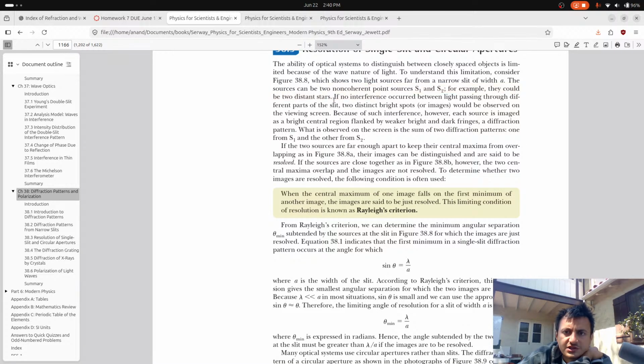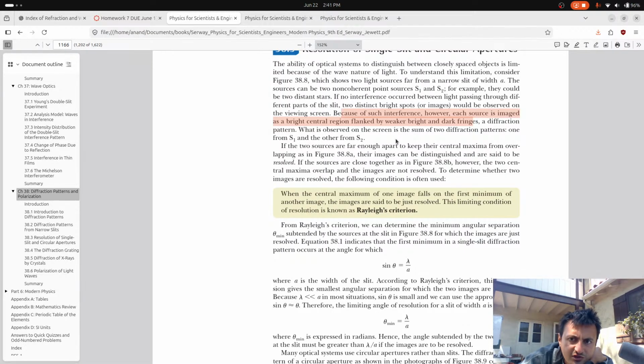If no interference occurred between light passing through the different parts of the slit, two distinct bright spots or images would be observed on the viewing screen. Because of such interference, however, each source is imaged as a bright central region flanked by weaker bright and dark fringes, a diffraction pattern.